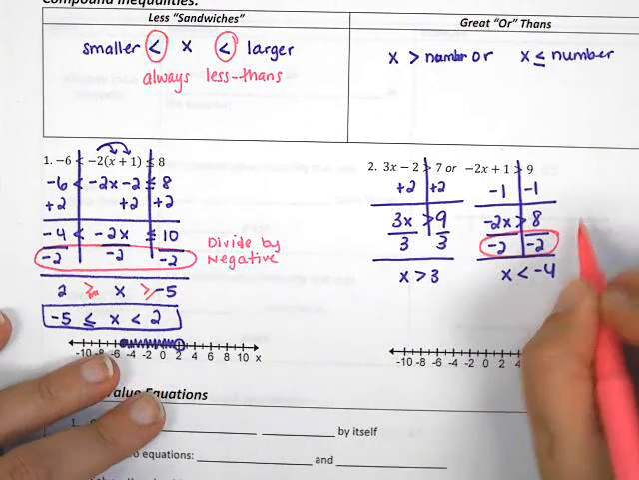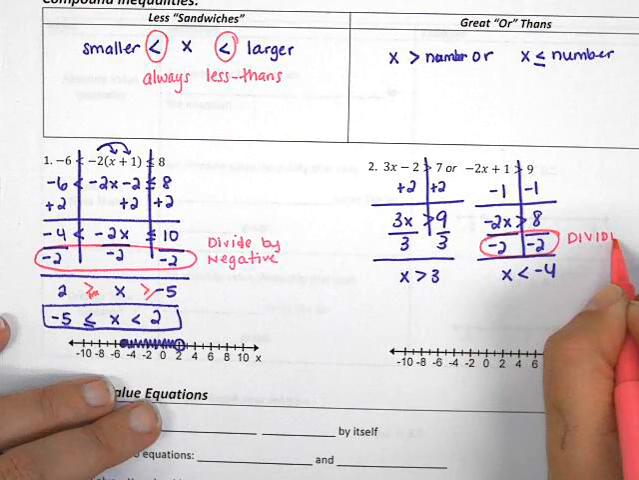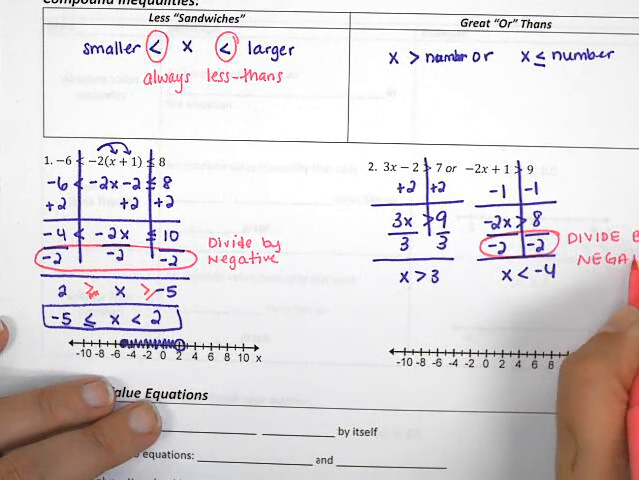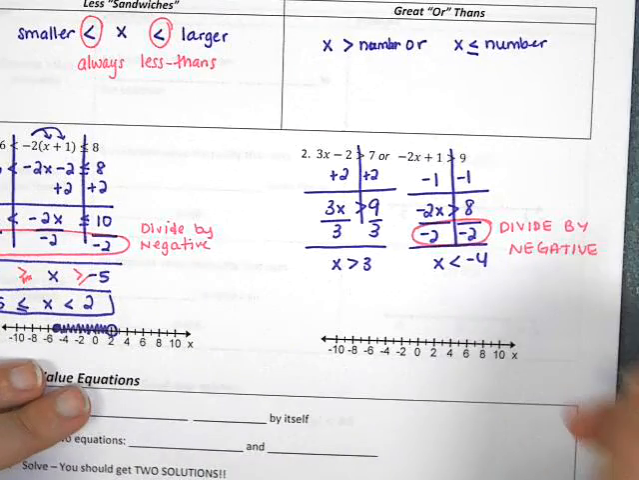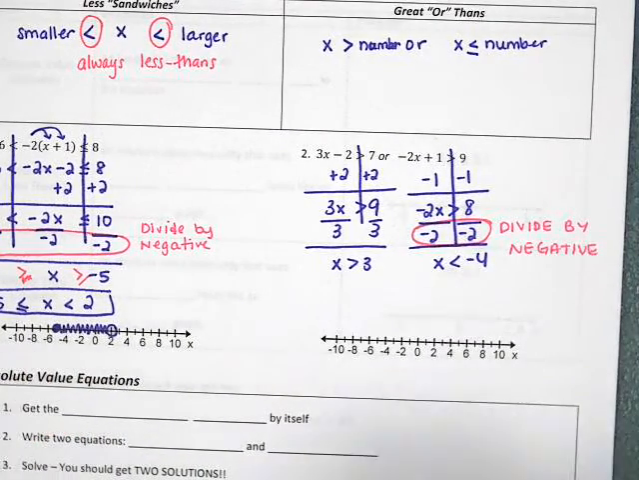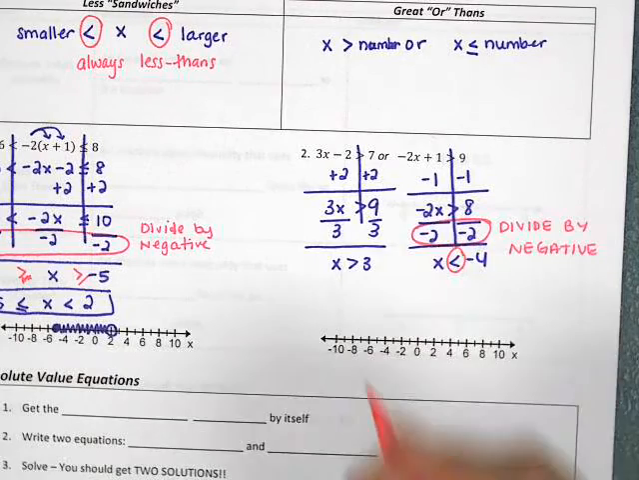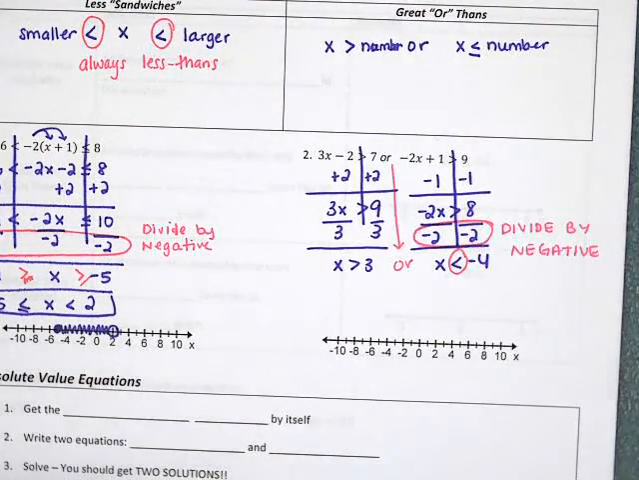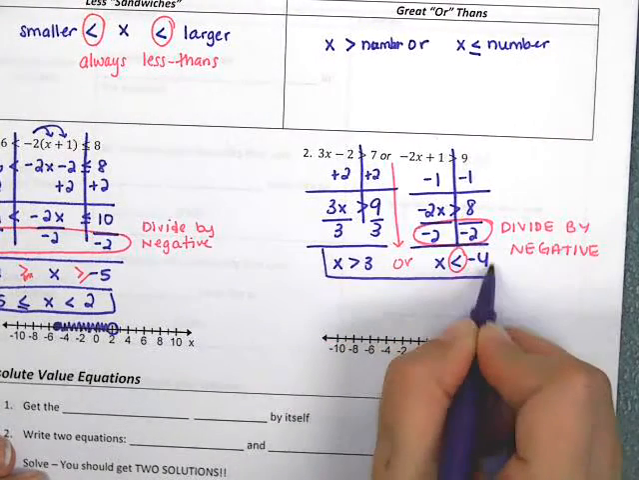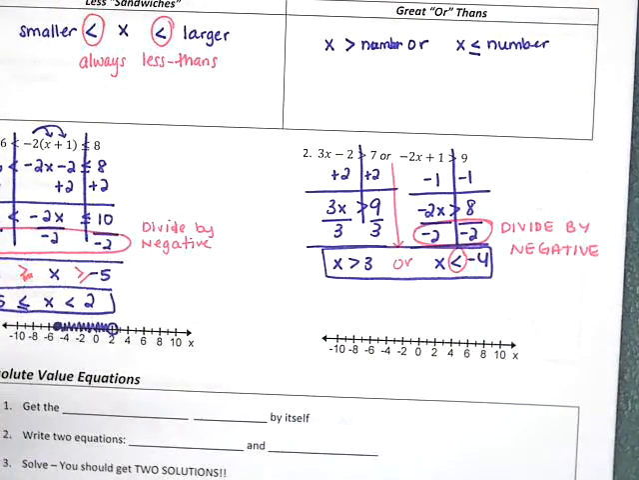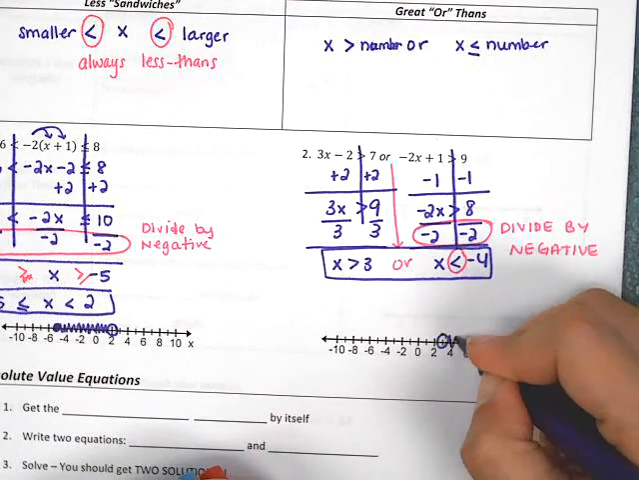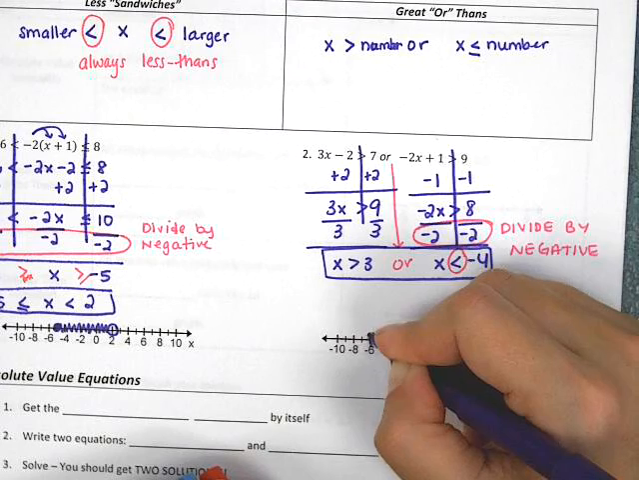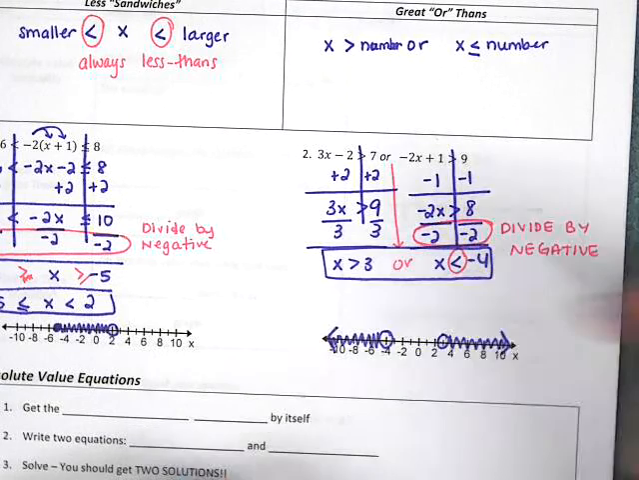Hey, I just divided by a negative. So I should probably flip my symbol over. Now the word or always needs to go in between, which is something that students often forget. They forget to copy that down. And I'm going to put an open circle on the 3, shade to the right, put an open circle on the -4, shade to the left.